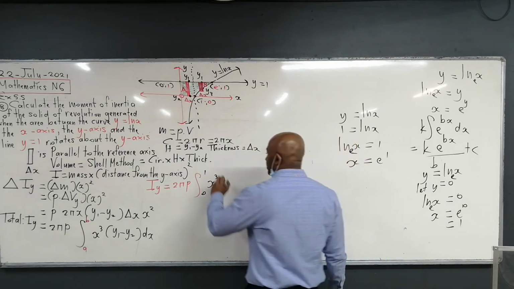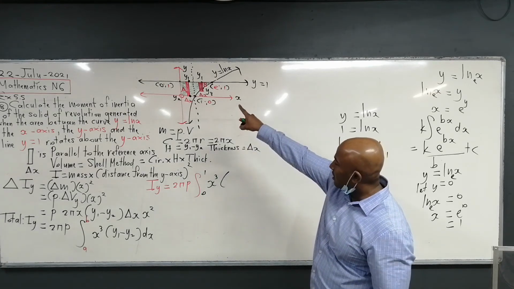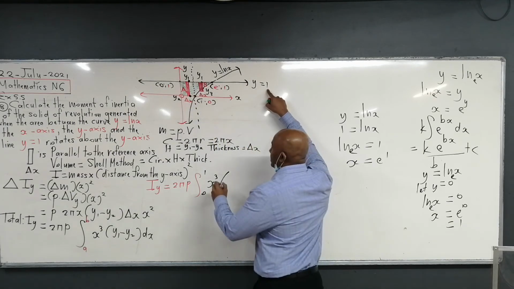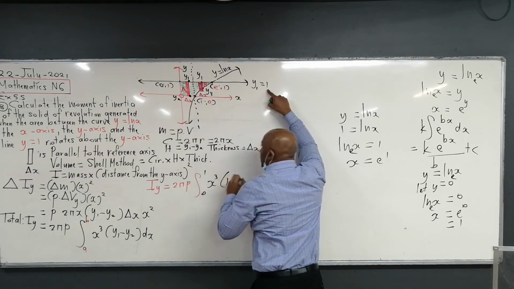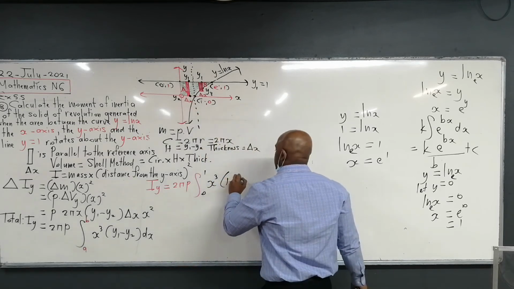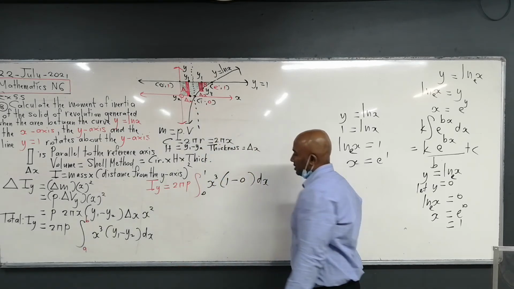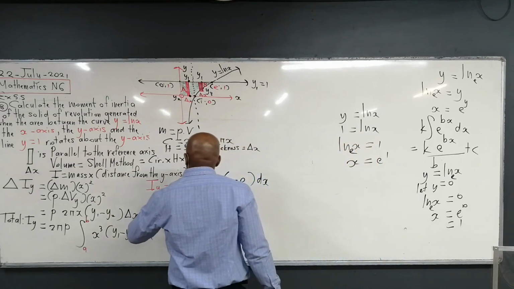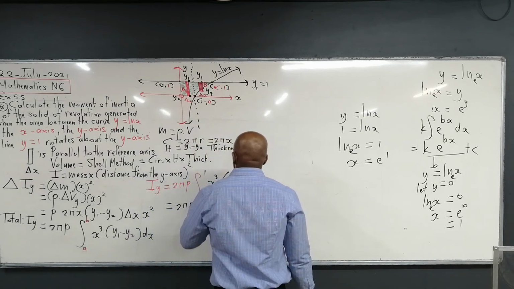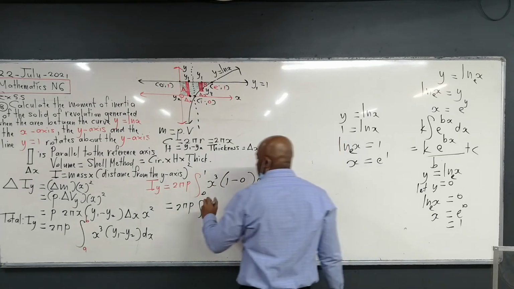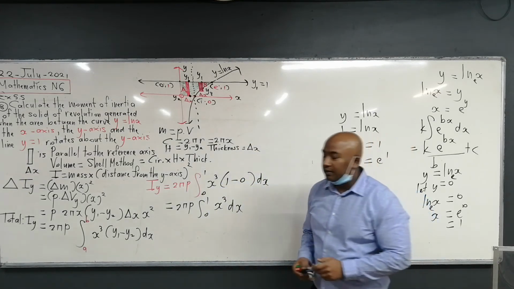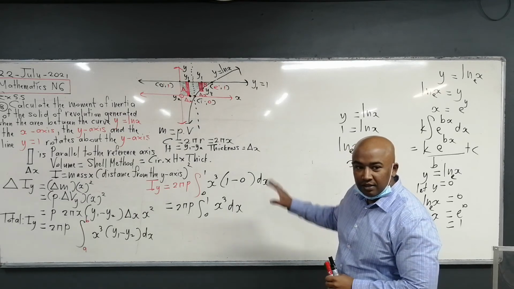y1 minus y2. What is y1? Go to the diagram. What is the value of y1? The value of y1 is 1. So this is your y1, which is 1, minus y2. What is the value of y2 here? It is 0. And that is my dx. So now, that's going to equal 2 pi p, the integral from 0 to 1 of 1 minus 0, which is 1. 1 times x to the power 3 is x to the power 3, and there's my dx. So now this is ready for area A.